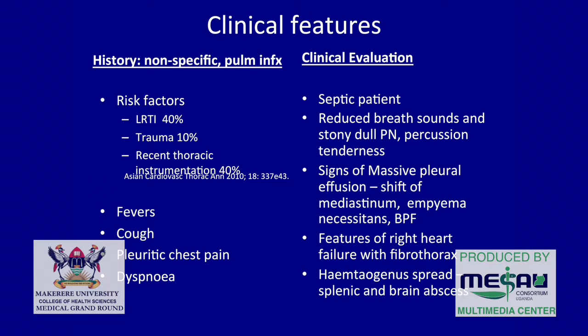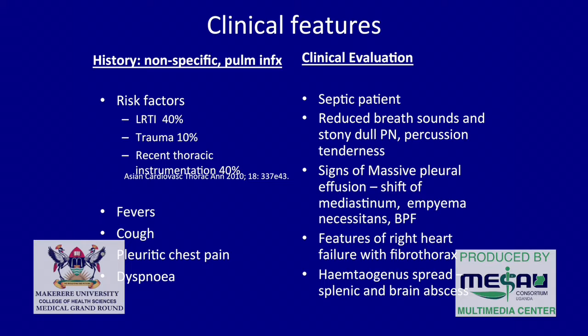If the pleural effusion or the empyema continues for several weeks without appropriate treatment, you can have empyema necessitans, which is pus or purulent discharge through a sinus from the pleural cavity connecting to the skin. Okay, so they may have pus discharge from the skin on the chest. So that is what is called empyema necessitans.